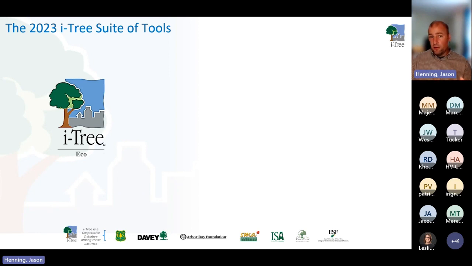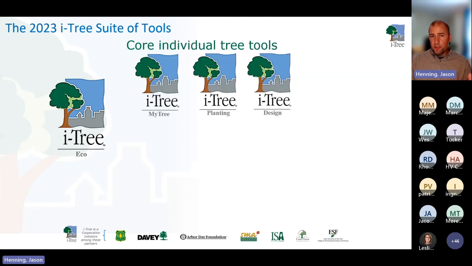It's actually installed software, so you have to download it and install it on a Windows-based PC. But if you're trying to do a big project with tens of thousands of trees or a citywide project, iTree Eco is really the place where you're going to go if you want the latest science and the latest tree benefit estimates. But we also have what we call our core individual tree tools.